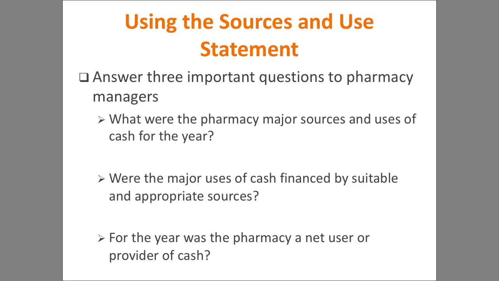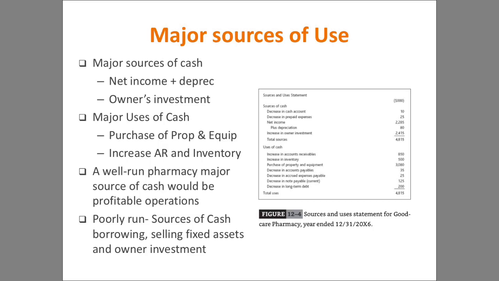So, in using these cash flow statements, we have to answer 3 important questions as pharmacy managers. What were the pharmacy's major sources and uses of cash for this year? Were the major uses of cash financed by suitable and appropriate sources? For the year, was the pharmacy a net user or a provider of cash? So as I said, major sources of cash are net income plus depreciation plus owner's investment. Major uses of cash are purchases of property, plant and equipment, and our increase in our accounts receivable and inventory.